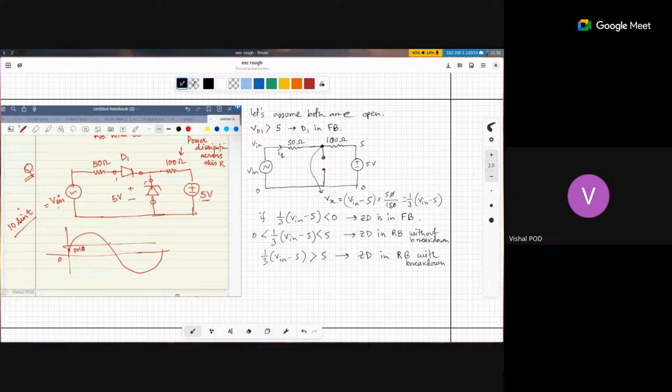Okay, you put any value of V input. Okay, that means for you the Zener will work in breakdown voltage when the V input minus 5. The equation seems correct. Oh no, why have you written 50 upon 100? Why is that 50 upon 100?